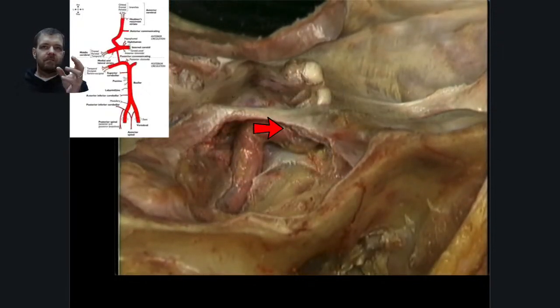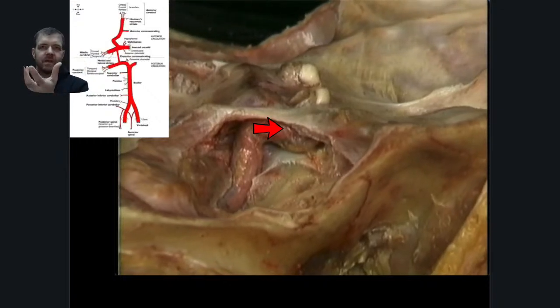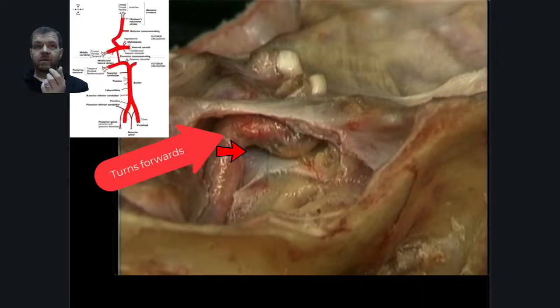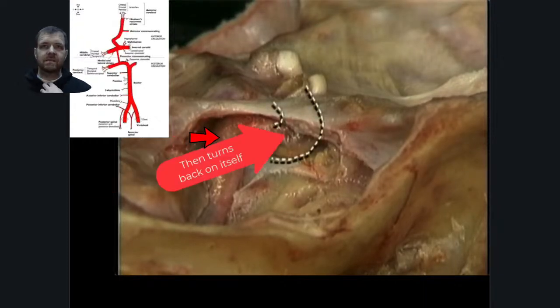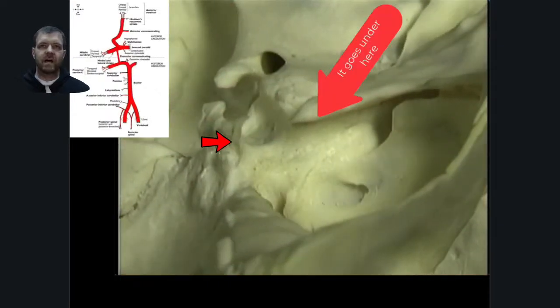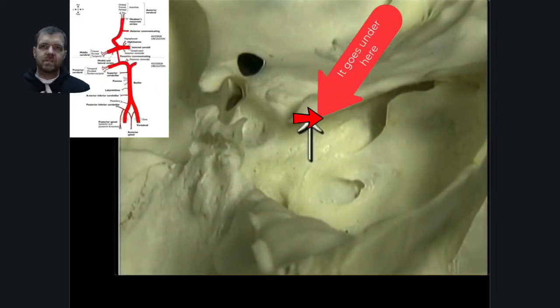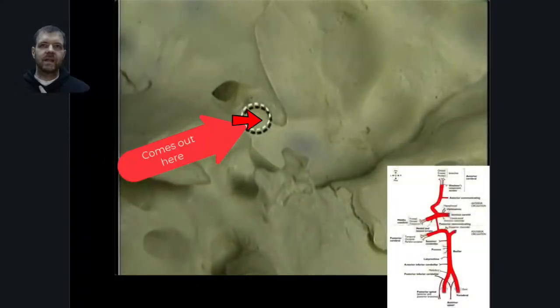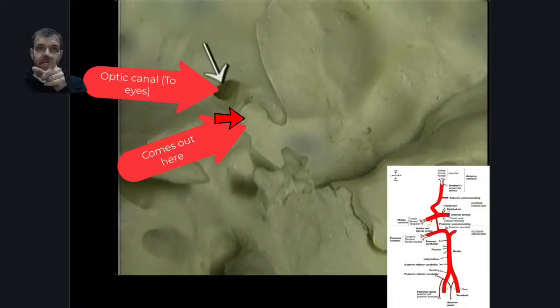And it's where the brain sits. Okay, so this is feeding the base of the brain, where the brain stem is. So it turns back on itself, so you can see the cut end of it there, and then it goes underneath this section here, and then comes out there. So we've got that turn in it.